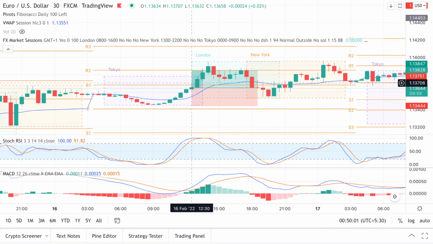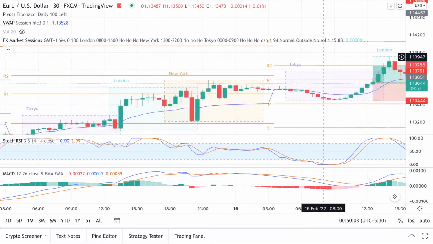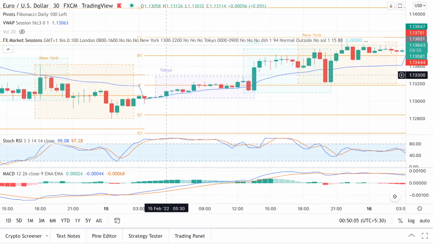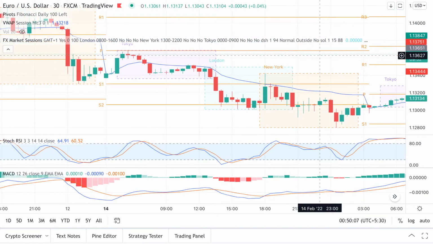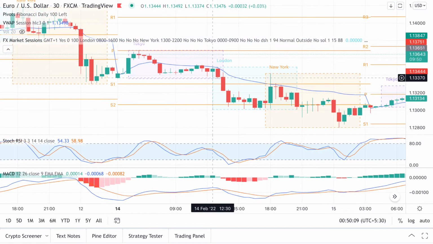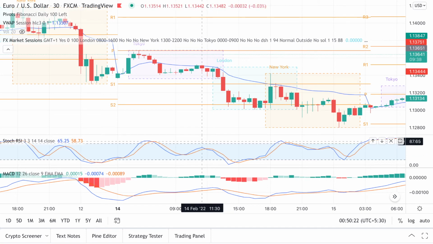Similarly you can do it for sell trades. Let's just find one example. On this day, when the London session started, price closed below the pivot and VWAP. And if you see the Stochastic RSI, the blue line is below the orange, which is required for a sell trade. Either in MACD or in Stochastic RSI, the blue line has to be below the orange line, then you can take the trade.